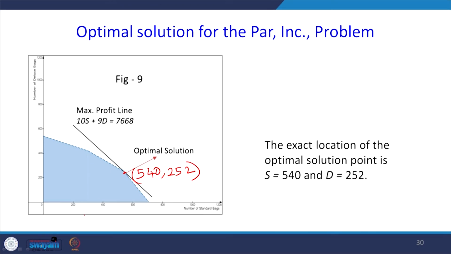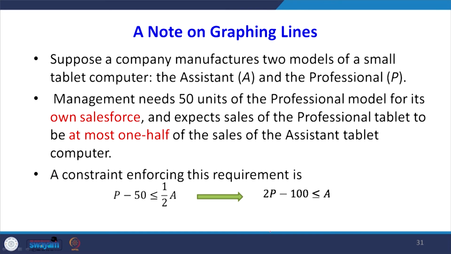After drawing the objective function line, when I keep on moving away from the origin, I found the extreme right side edge is this one. So, this point is formed by the intersection of two constraints. I have solved the two constraints to get this point, 540, 252. When you substitute this value, you will be getting $7,668.